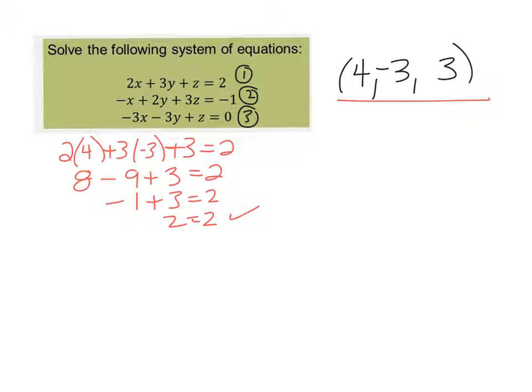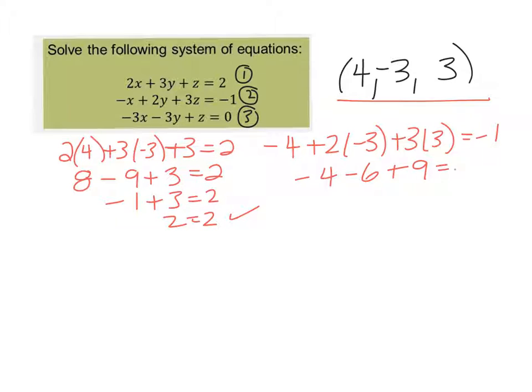In our second equation, when we substitute our values, we'd have negative 4 plus 2 times negative 3 plus 3 times 3. Test and see if that's equal to negative 1. So we have negative 4, negative 6, plus 9 is equal to negative 1, negative 10 plus 9, and that's negative 1 is equal to negative 1. Works in our second equation.